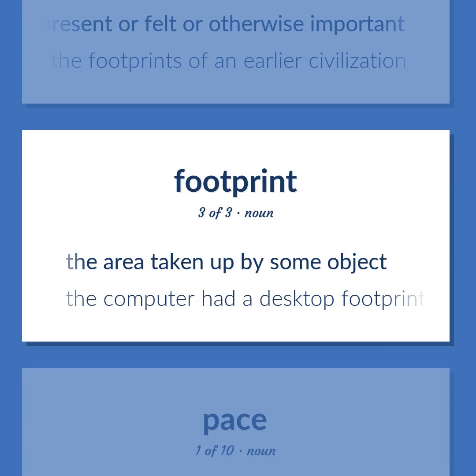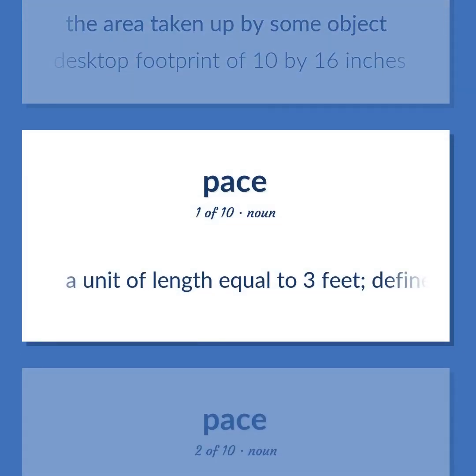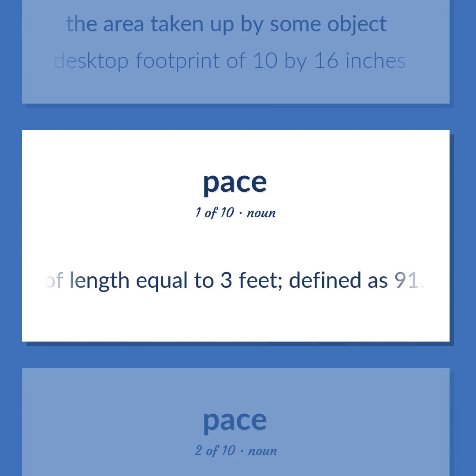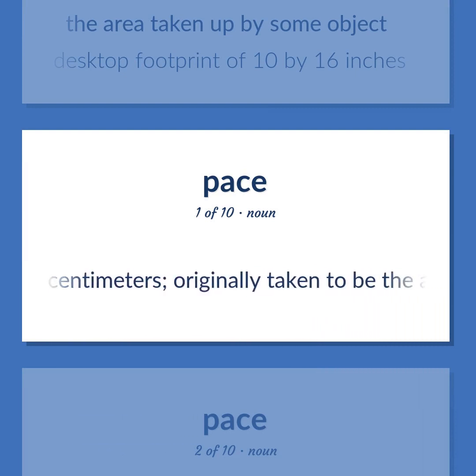The area taken up by some object. The computer had a desktop footprint of 10 by 16 inches. A unit of length equal to 3 feet, defined as 91.44 centimeters, originally taken to be the average length of a stride.